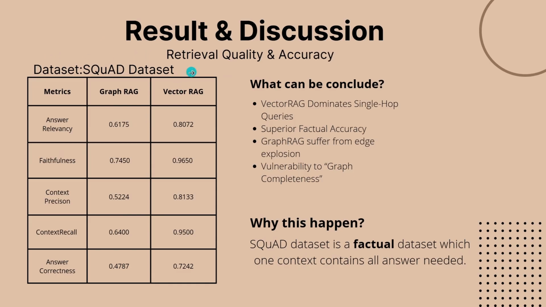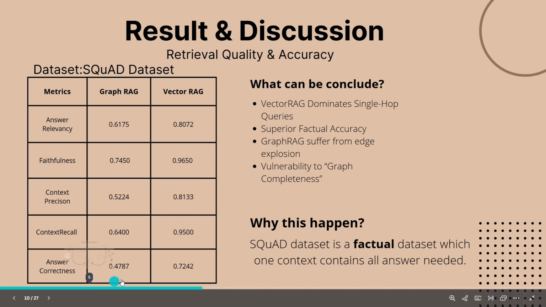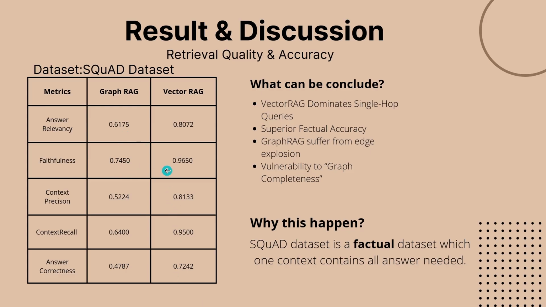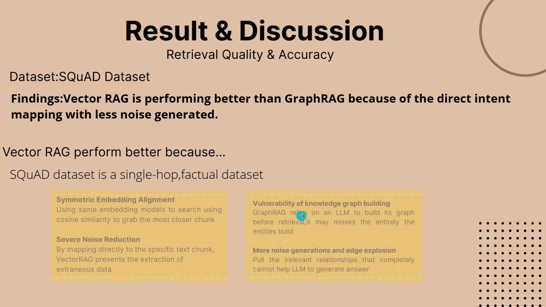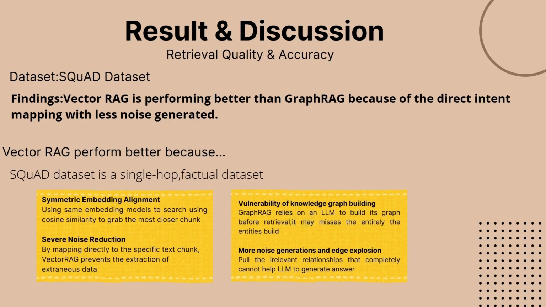From the Squad dataset, VectorRAG shows that it outperforms GraphRAG across all evaluation metrics. For example, the answer correctness increases from approximately 0.748 to 0.72, while faithfulness improved from 0.74 to 0.797. This indicates that VectorRAG is highly effective for factual single-hop questions. So we find out that VectorRAG performs better than the GraphRAG because of the direct mapping with less noise generated. VectorRAG directly retrieves semantically similar chunks using embeddings, reducing unnecessary information, while GraphRAG may suffer from graph incompleteness and edge explosion, causing extra context to be retrieved. Therefore, VectorRAG achieves higher precision and factual accuracy.